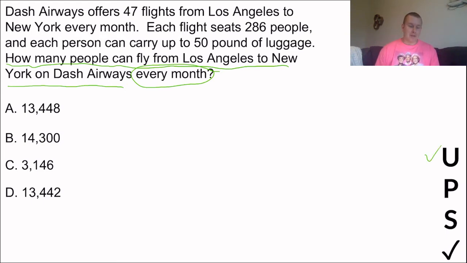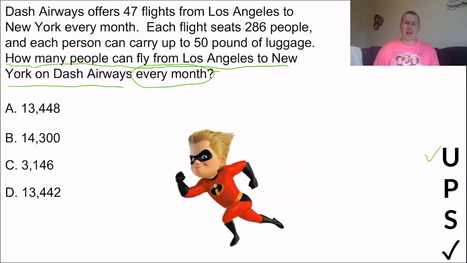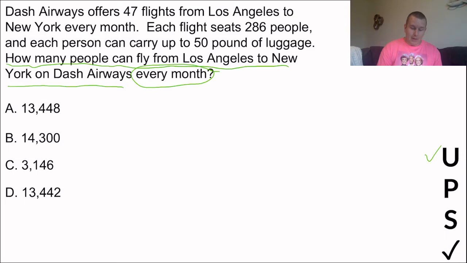Now we're going to prepare the passage. So we're going to go through and read the whole passage and figure out what's important and what's not important. All right, so Dash Airways offers 47 flights from Los Angeles to New York every month. Good for Dash. I'm glad that he's found a new line of work. Superhero is kind of a tough thing to do. I think airplanes will suit him a lot better. However, we do have that 47 flights. That might be something important that we want to take a look at.